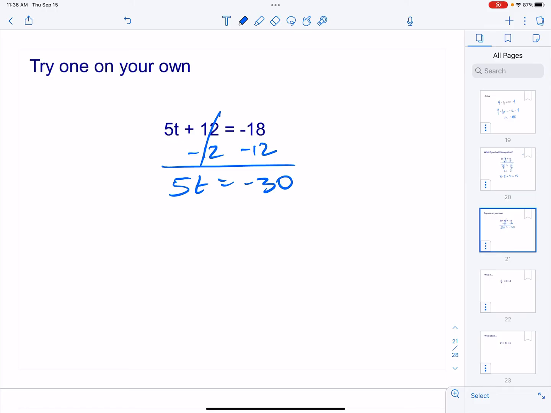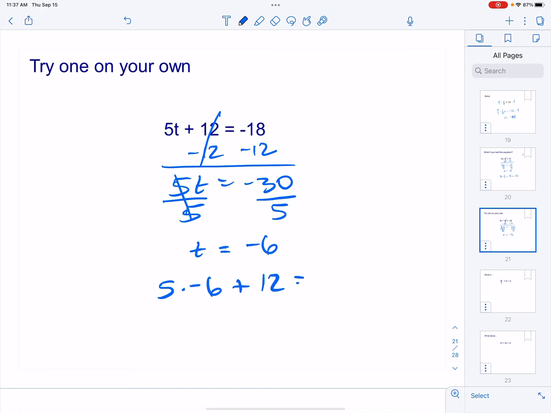Okay, so now I need to get rid of a multiply by 5. And how do I get rid of a multiply by 5? We do a divide by 5. These 5s divide out, become a single t, is equal to negative 30 divided by 5, which gives me negative 6. So that tells me that 5 times negative 6 plus 12 is going to equal negative 18. And sure enough, it does.